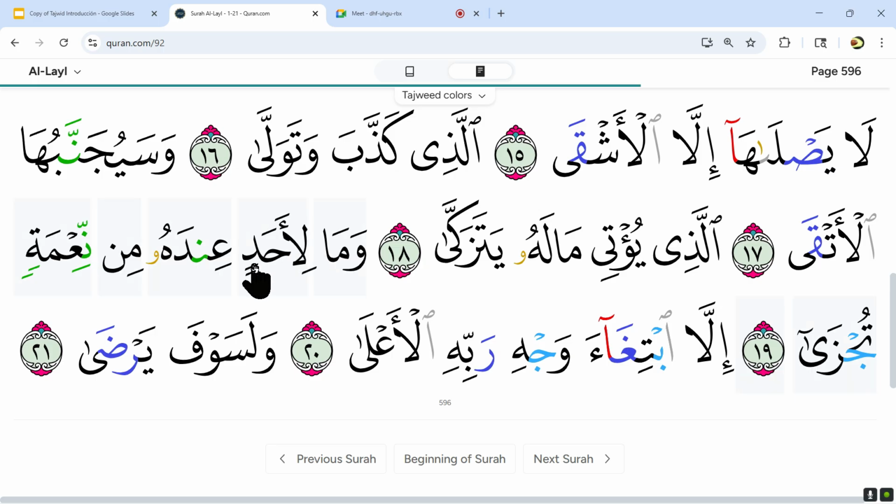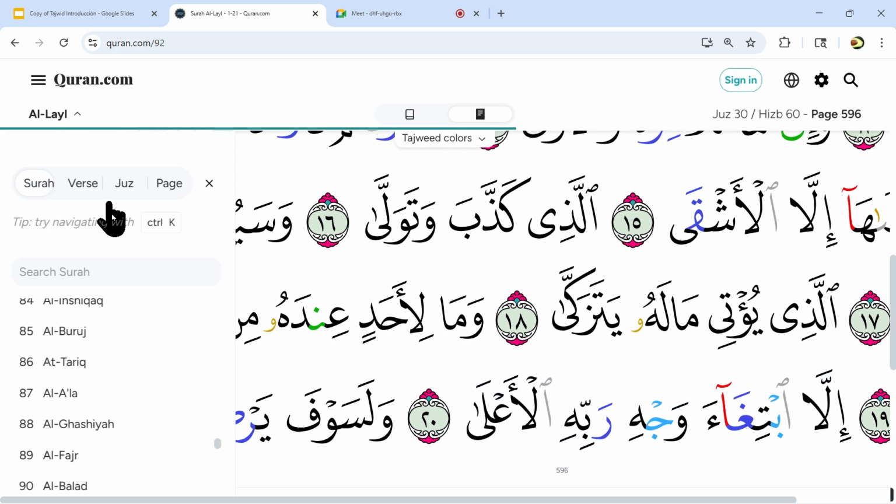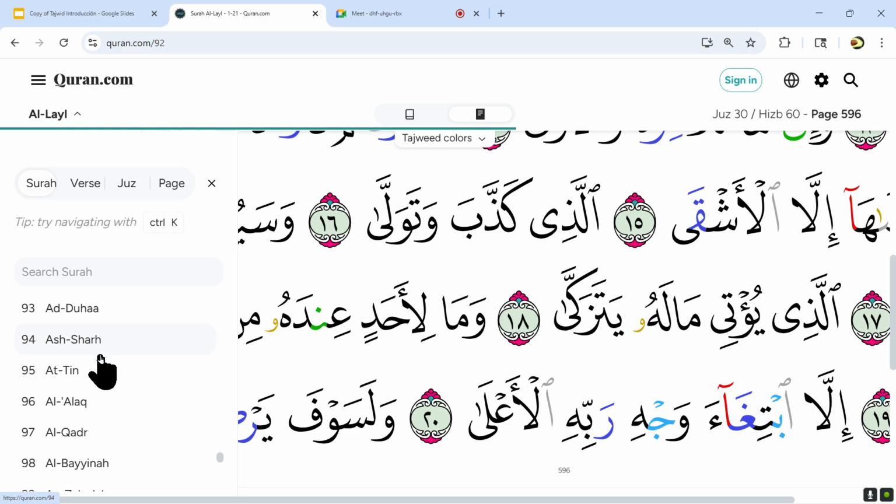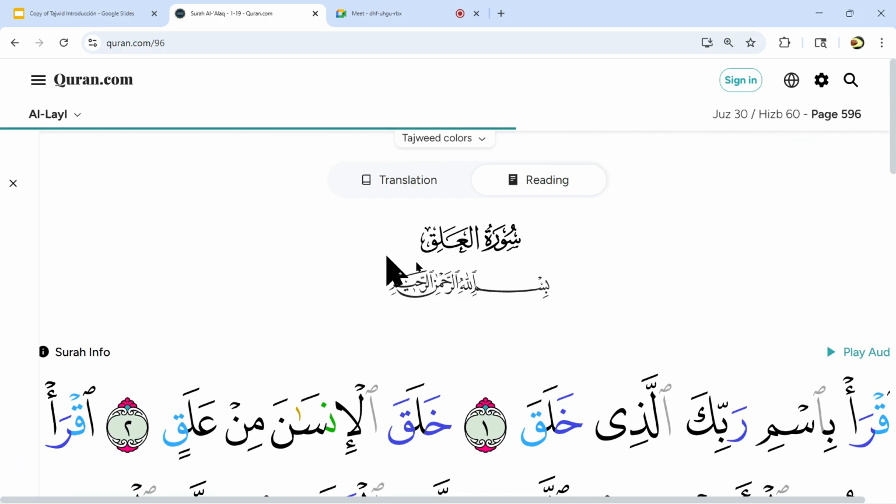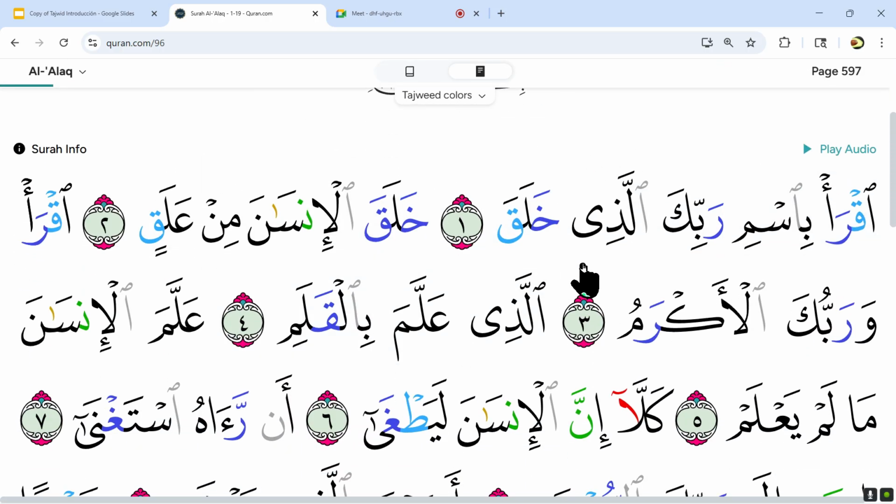وما لأحد عنده من نعمة تجزى. And just hit it one by one. وما لأحد عنده من نعمة تجزى. Nice. Everything is more intentional now. I might be struggling a little bit, but it's because I'm trying to apply what I learned. Alhamdulillah.